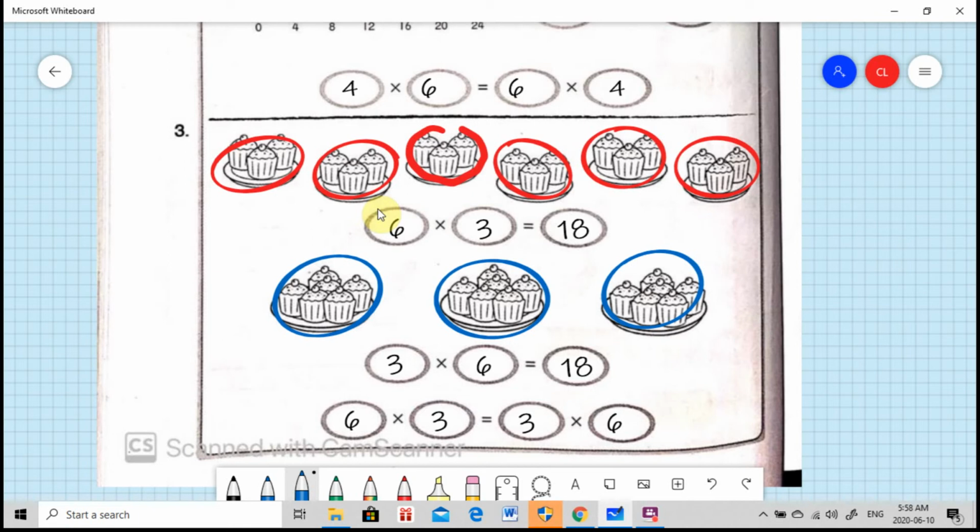So what do we notice here? We notice that 6 times 3 gives us 18, and 3 times 6 also gives us 18. So that means that 6 times 3 equals 3 times 6. So we have it here.